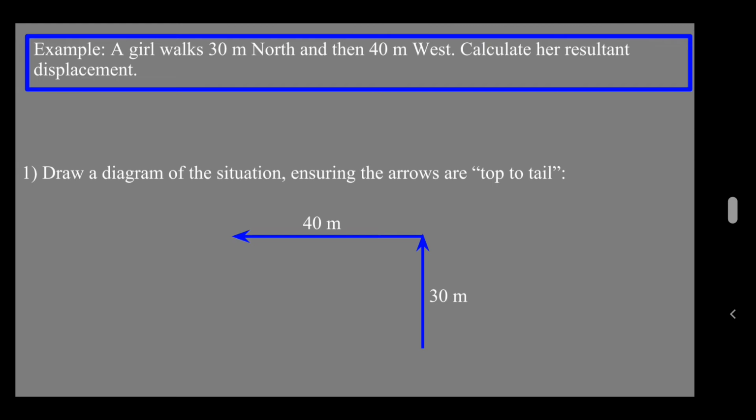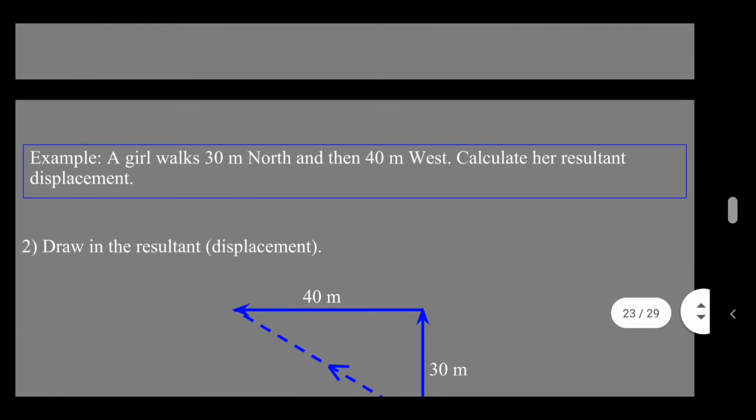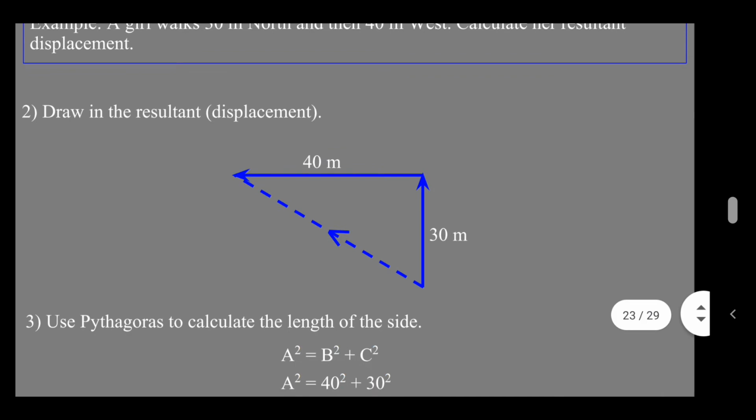So we need to draw a diagram. Always draw a good diagram. We start with the 30 metres, okay, because that's the first thing that's coming up. 30 metres north, we go up, and then we go 40 metres west. Okay, so we've got our diagram. That's the first thing you must do. Then you draw the resultant. As I said, that is the resultant there. So you need to draw the resultant. You can do a dotted line. You can do a line with 2 arrows, as long as you know that that is your resultant displacement. Okay.